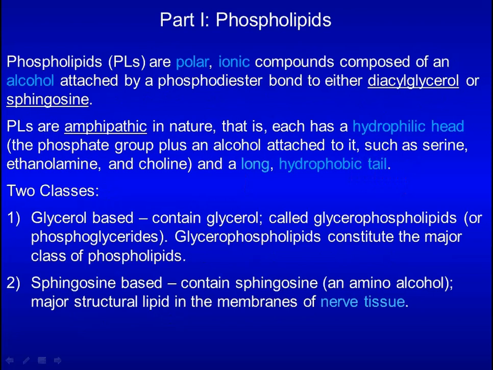Phospholipids are classified into 2 groups. One is glycerol-based. Each contains glycerol. They are called glycerophospholipids or phosphoglycerides. Second is sphingosine-based. Each contains the sphingosine. Sphingosine itself is an amino alcohol. It is the major structural lipid in the membranes of nerve tissues.